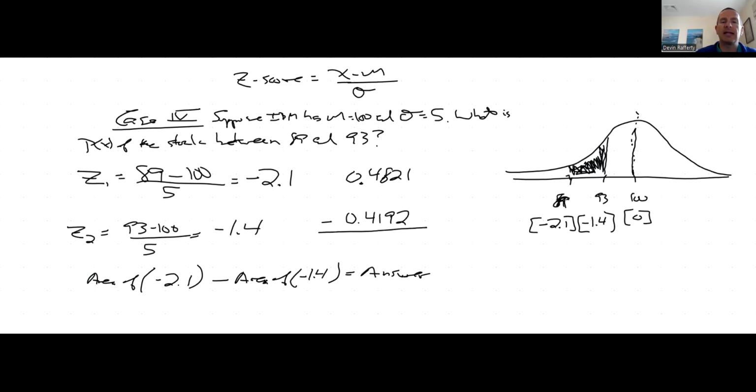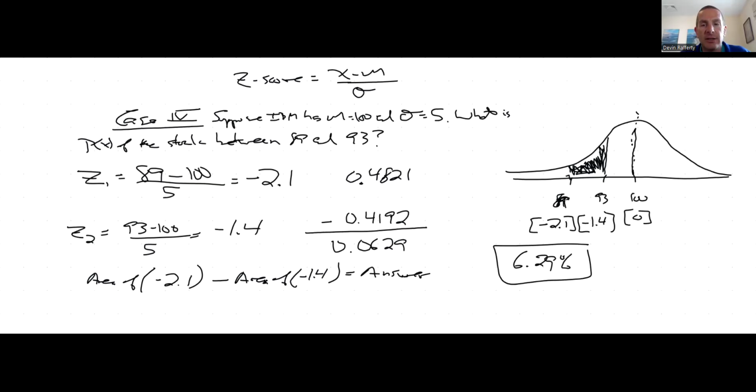0.4192, and that gives us, I'm just going to do this right now, 0.4821 minus 0.4192, which gives the answer as 0.0629, or there is a 6.29% chance of IBM stock finishing the day between $89 and $93.